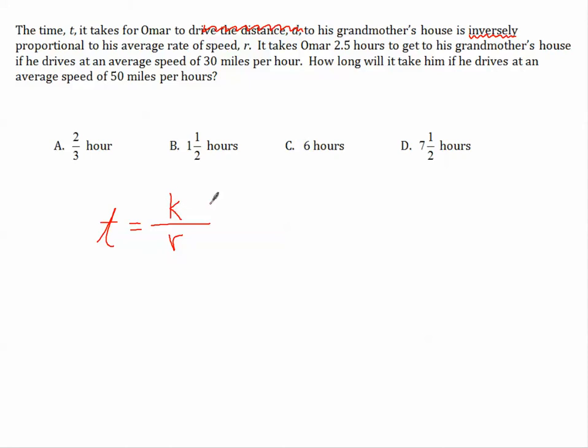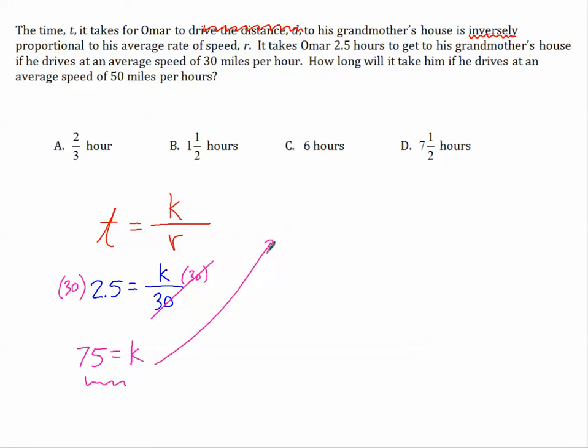So that's what the next sentence usually gives us. It says it takes Omar 2.5 hours to get to his grandmother's house if he drives an average rate of speed of 30 miles per hour. So the next sentence usually gives us our data. 2.5 is time, so I'll put my 2.5 right here. I don't know what k is, and my average rate of speed is 30, so I'll put that there. That gives us enough information to figure out what k must be. I'm going to multiply by 30 to get rid of that 30. So now I have 30 times 2.5, that is 75, and that is what K is equal to. So now I know what K is, I can actually write my prediction equation. The time will always be 75 divided by whatever my rate of speed is.